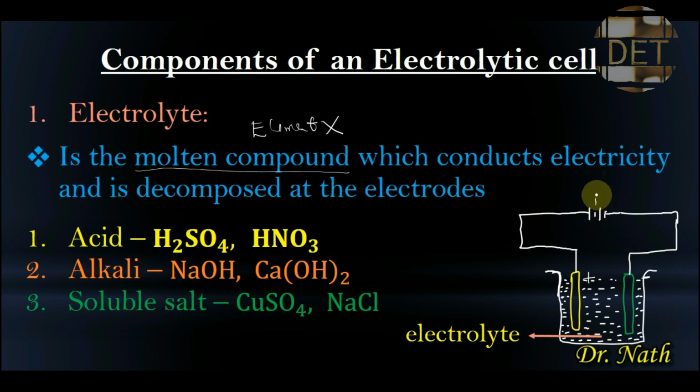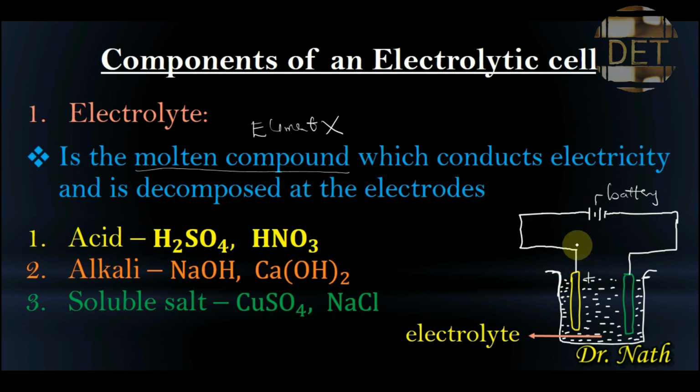So like I said, this is the battery or the cell. Once the battery is connected, electric current will flow into the electrolyte through the anode, the positive electrode. And once the electric current enters the electrolyte, it is conducted to the cathode. So it is the electrolyte that is responsible for conducting the electricity from the anode to the cathode.